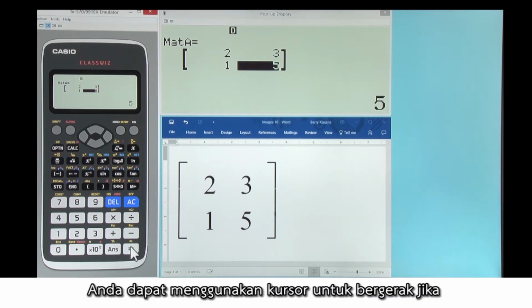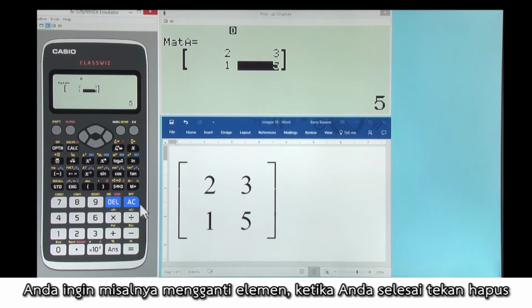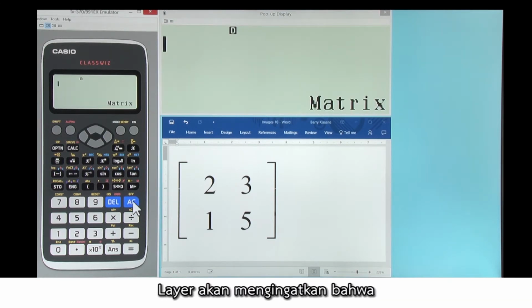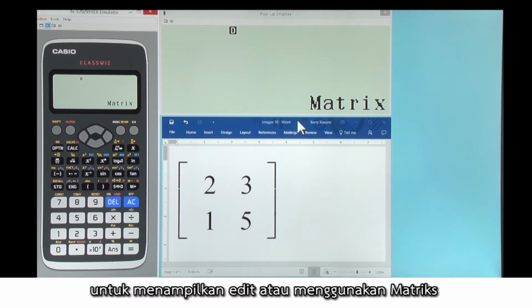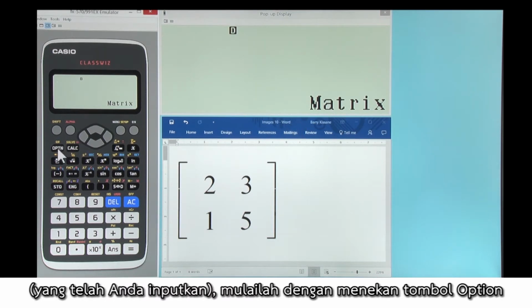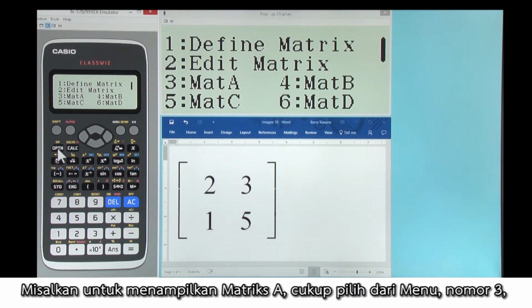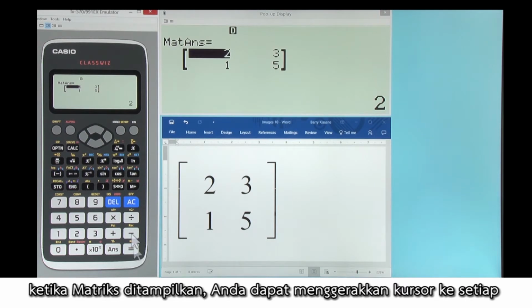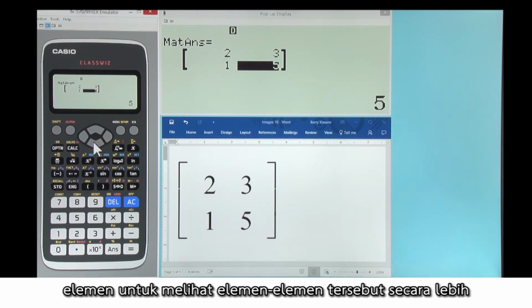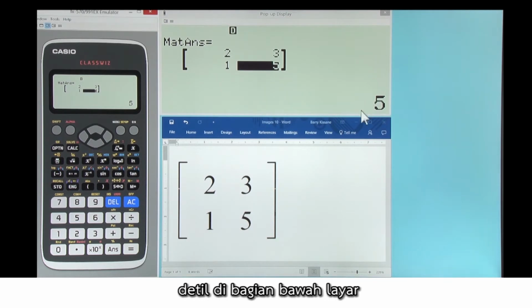You can use the cursor to move around if you wish, for example to correct an entry. When you've finished, tap clear. Notice the screen reminds you that you are in matrix mode. To display, edit or use matrices, start with the Option key. For example, to display matrix A, simply select it from the menu, number 3, and tap equals. When the matrix is displayed, you can move the cursor around to see individual elements in more detail at the bottom of the screen.